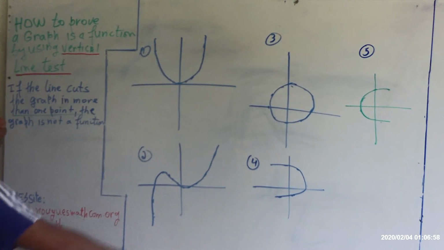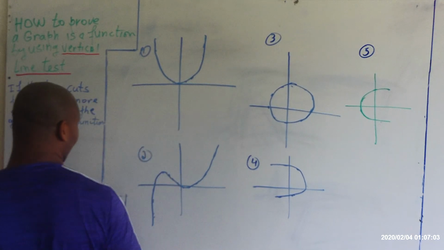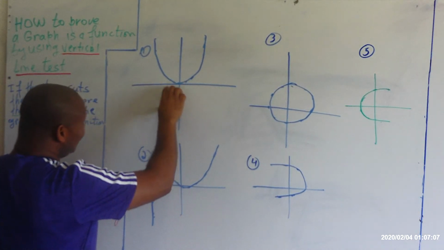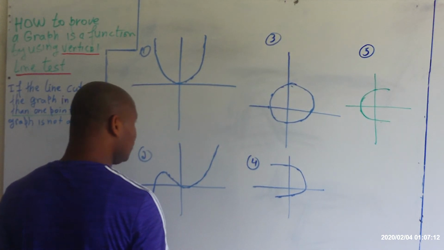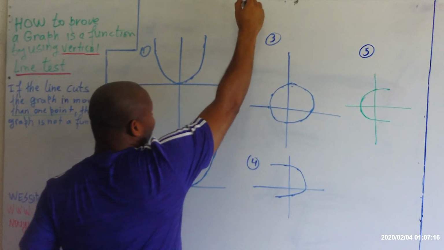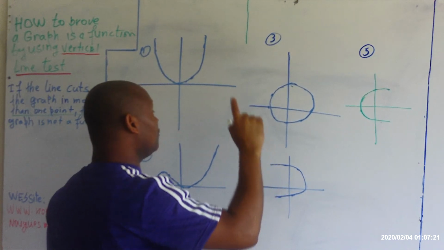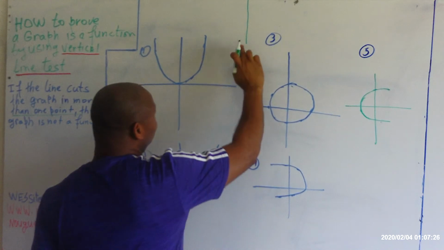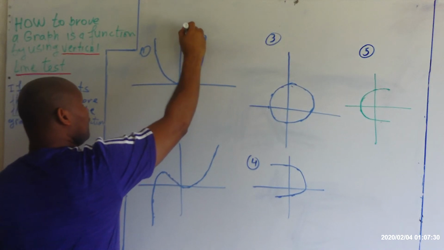So, for example, we have the first graph right here. I'm going to use a vertical line test to show you if this graph is a function or not. Let me show you how to do a vertical line test. This is the vertical line test, from the top to the bottom. I'm going to use the vertical line test.